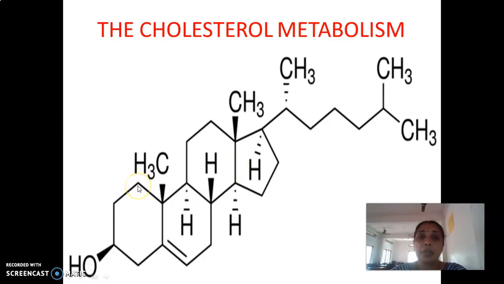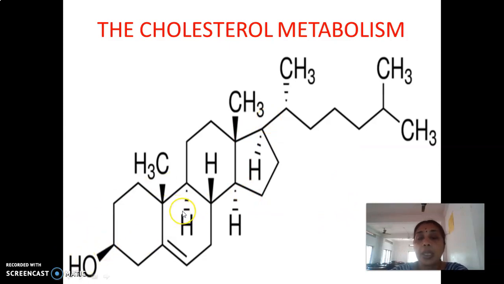The numbering starts from this position: 1, 2, 3, 4, 5, 6, 7, 8, 9, 10, 11, 12, 13, 14, 15, 16, 17, 18, 19, 20, 21, 22, 23, 24, 25, 26, 27. So this is how the 27 carbon atoms are arranged. It has 27 carbon atoms in its structure with an OH group on the third position.